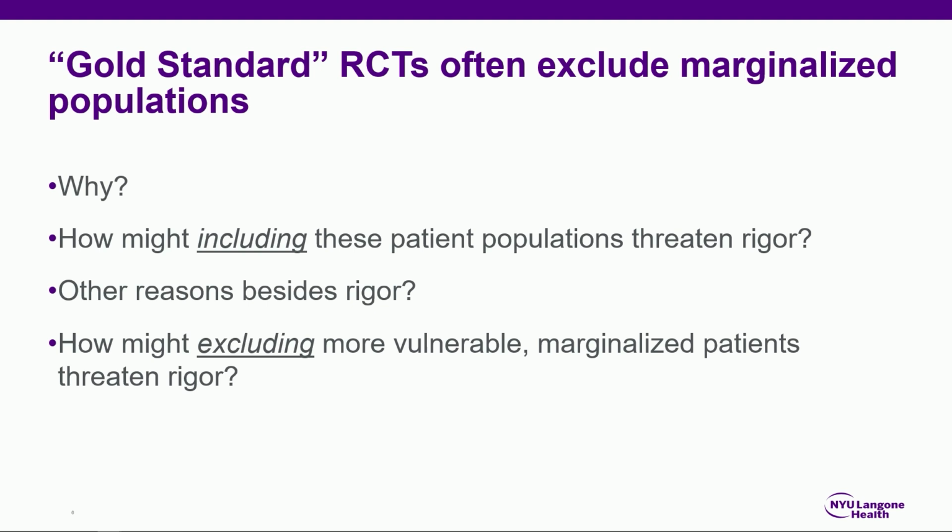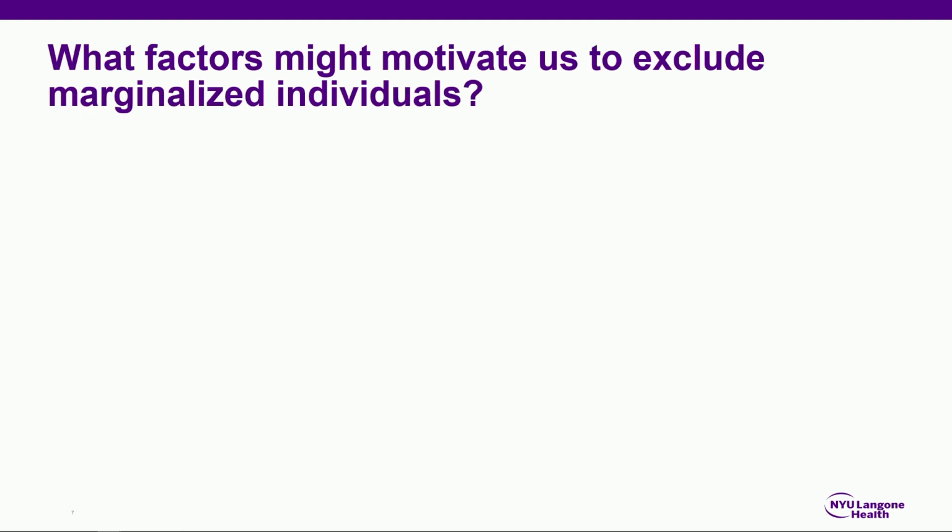So including marginalized patient populations, who are at a higher risk of loss to follow-up or attrition, can threaten rigor. And then, as you said, if you exclude marginalized populations, it's not a representative sample. And there are other reasons. As this is just a 20-minute presentation, we were pretty inclusive about some of these factors and want to make them available to you.